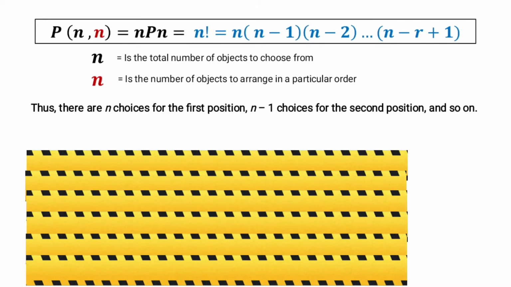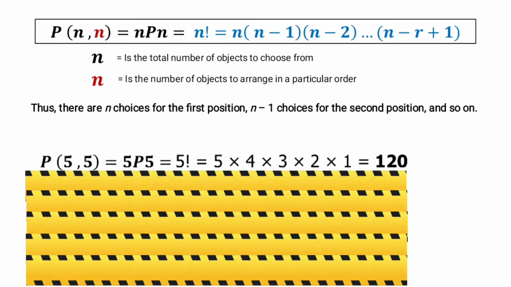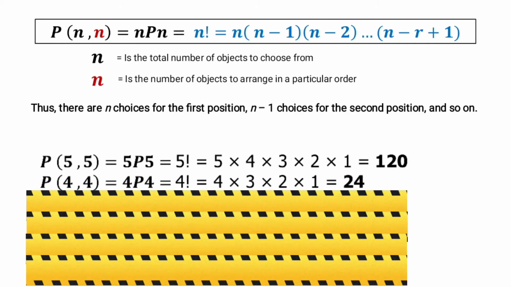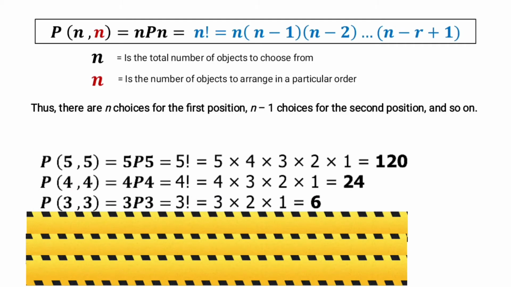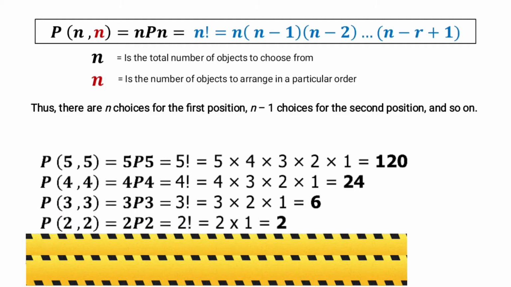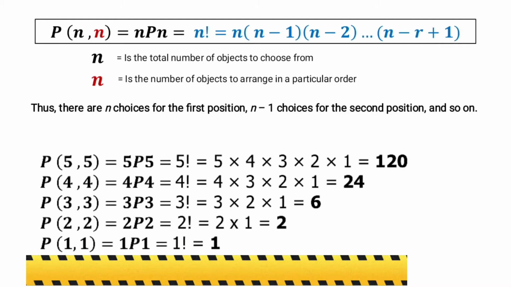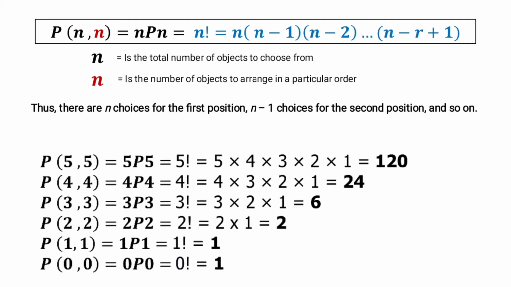Here are some examples. If n is equal to 5, we can have 5 factorial is equal to 5 times 4 times 3 times 2 times 1 that is equal to 120. Kung ang n ay equal sa 4, 4 factorial is equal to 4 times 3 times 2 times 1 is equal to 24. Kung 3 naman, meron tayong 3 times 2 times 1 is equal to 6. If n is equals to 2, then 2 factorial is equals to 2 times 1 which is equal to 2. If the value of n is 1, we can have 1 factorial is equals to 1. And if n is equals to 0, then 0 factorial is equals to 1.